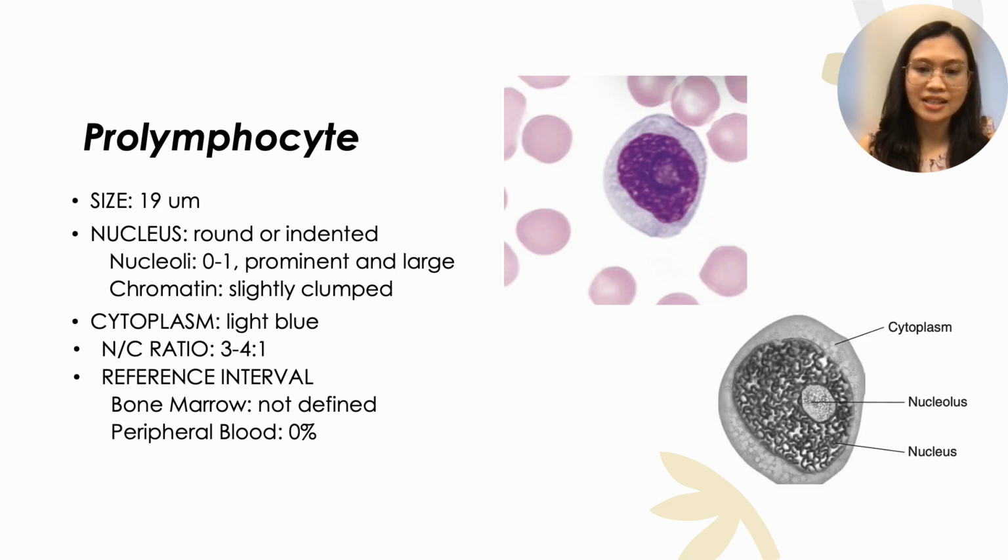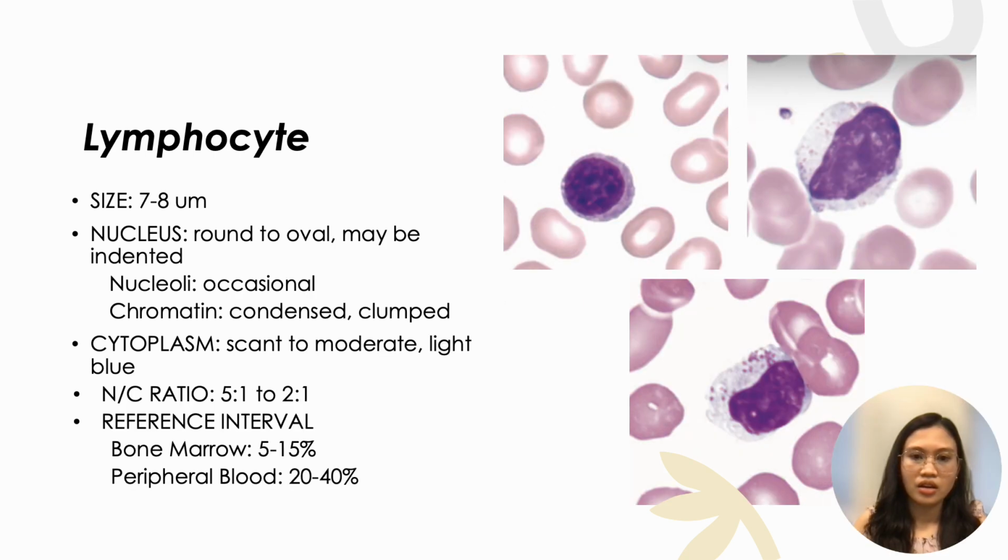Next to the lymphoblast is the prolymphocyte. Its nucleus may appear round and indented with one prominent nucleolus inside the nucleus. It will also have a slightly clumped chromatin pattern. Still, this precursor is not normally found in the circulation. The prolymphocyte then develops in the bone marrow to become a lymphocyte.